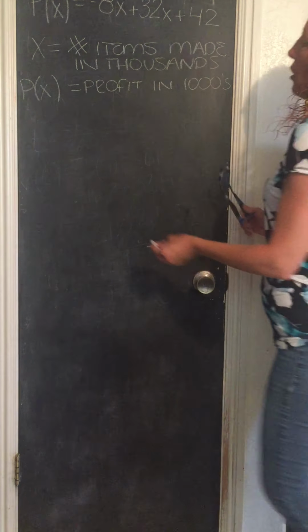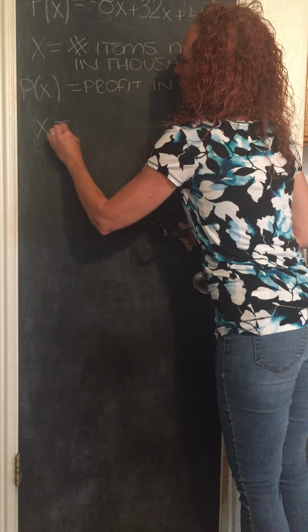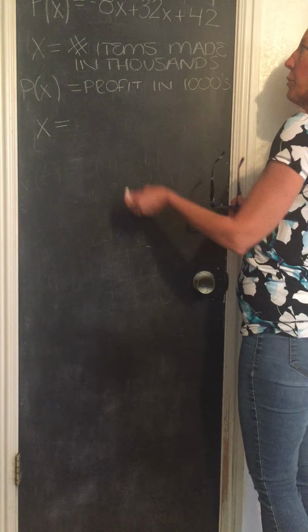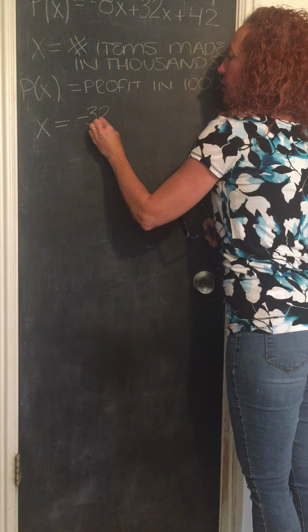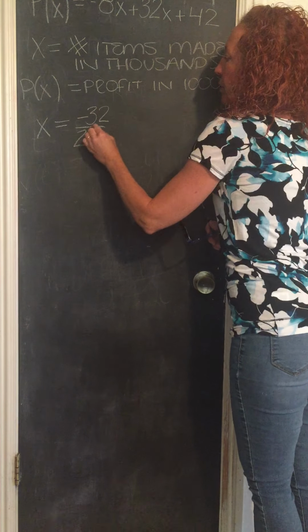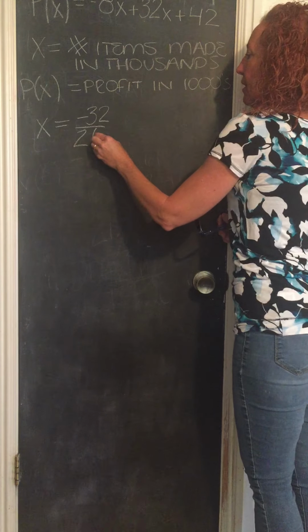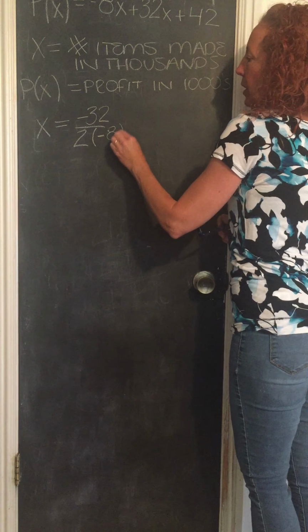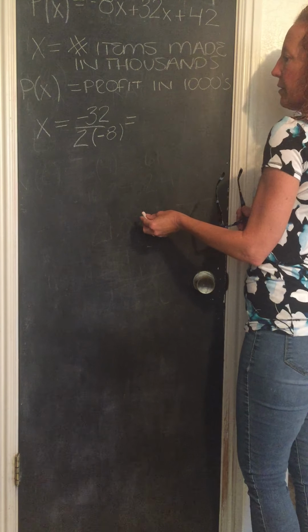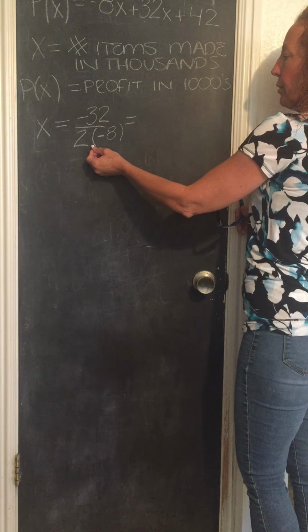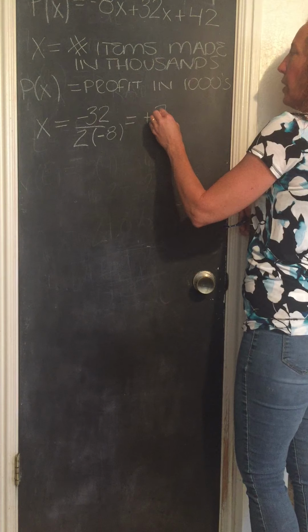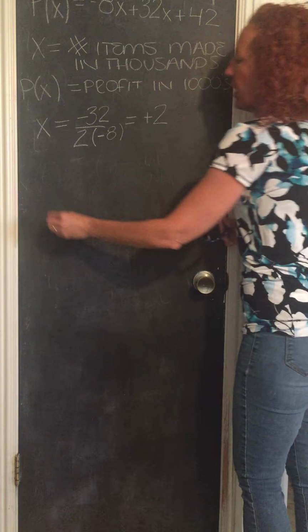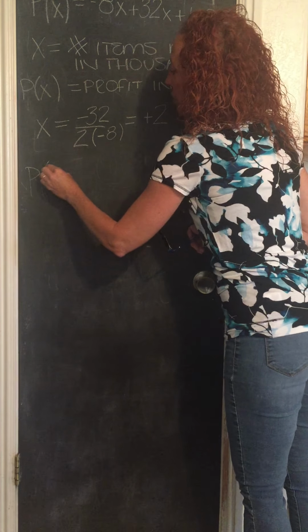Okay, so my x value, use the shortcut, -b over 2a. So make this opposite, -32 over 2 times a is -8. So two negatives are going to cancel. So -32 over -16 is a +2. Let's plug 2 into my equation to figure out the actual profit.